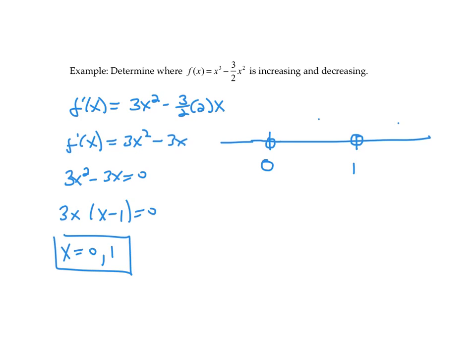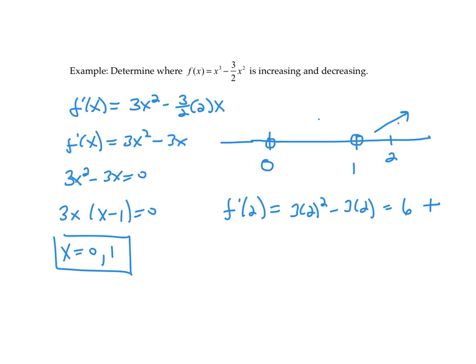So pick a number within each of your intervals. For example, to the right of 1, I could choose positive 2, because that's larger than positive 1. So find f prime of 2. I'm going to plug that into the first derivative. So you want to do 3 times 2 squared minus 3 times 2, and do the math out. We'll have 12 minus 6, which is 6, and so that's positive, so it's increasing.